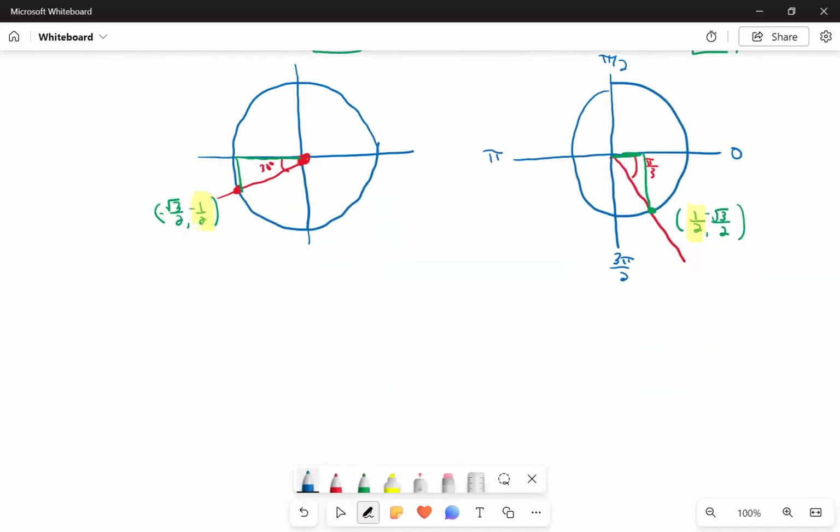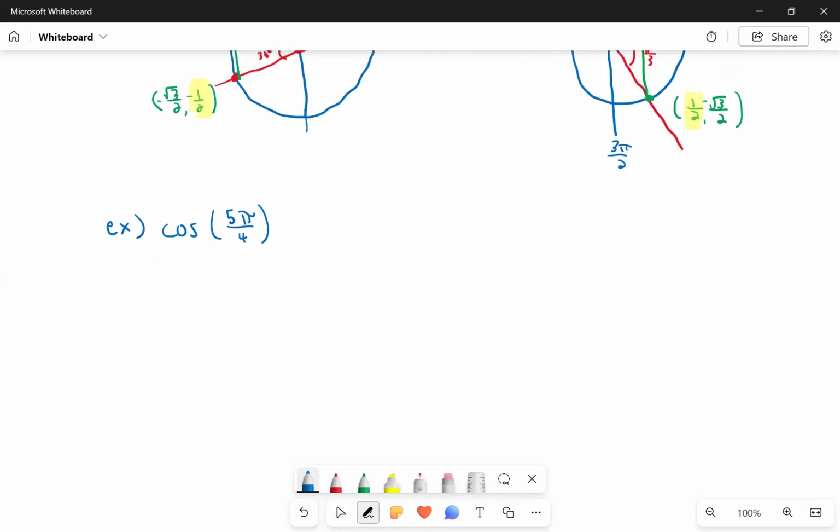Okay, let's try another one. Let's say I want to find, we'll do a cosine again, the cosine of, I'll do another radian, 5 pi fourths. 5 pi fourths. All right, so here we go. Let me figure out which quadrant that's in. So it's bigger than 1, so it's going to be beyond the pi, right? It's going to be beyond quadrant 2. So it's either in the third or fourth quadrant.